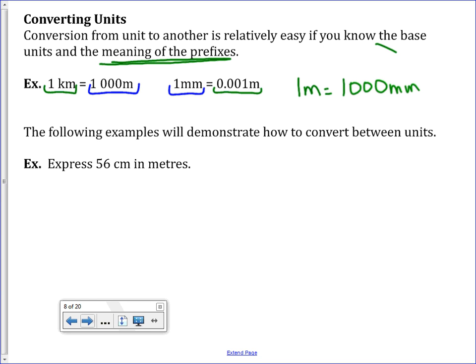So when you're converting from units, there are some steps to follow. You have to know when to multiply, when to divide, and what to multiply and divide by. So the following examples will help demonstrate how to convert between units. In the first example, we're asked to express 56 centimeters in meters. So the way to do that is we always take our number that we start with and we include the units in this because units are going to be important.